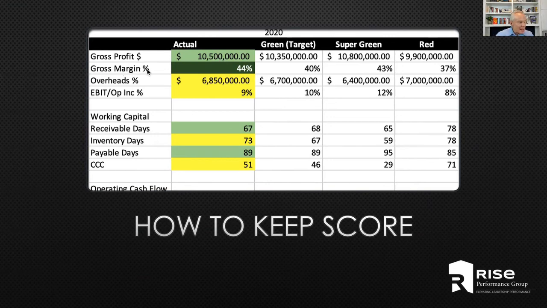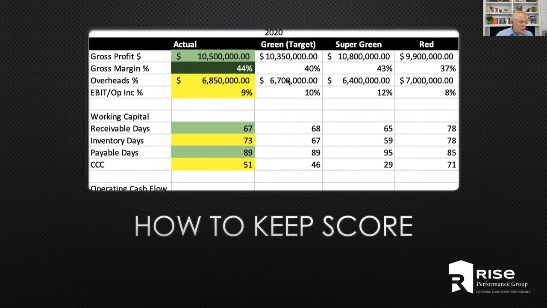The second item they track is gross margin. They want to track that percentage, so they're tracking the dollars here and the percentage here. That came in super green, by the way. So big focus, increase to a super green. Now overheads, they didn't make as big a jump here.